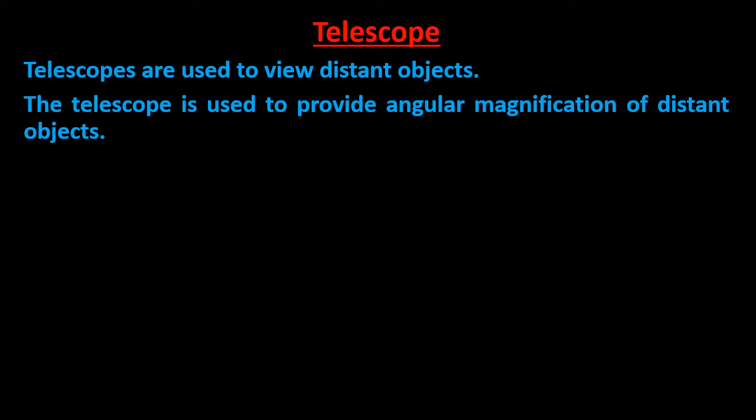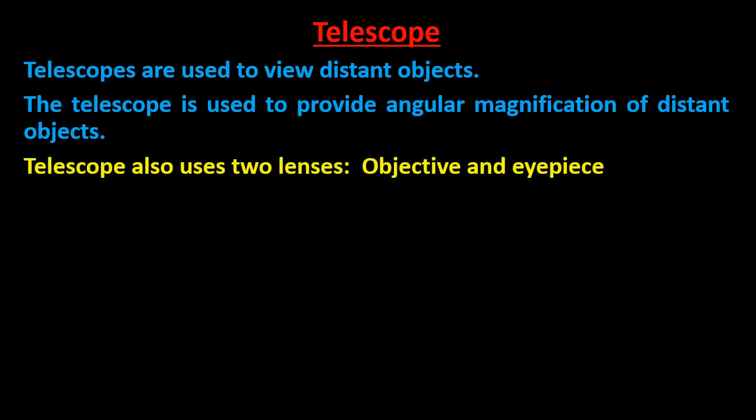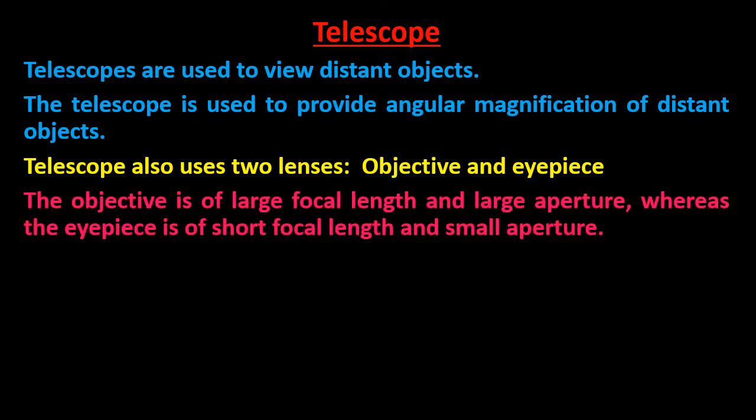In the previous part of the video, we have already discussed the compound microscope, where two different lenses are used, one called the objective and another called the eyepiece. Similarly, in the telescope also, two lenses are used, one called objective and another called eyepiece. But in this case, the objective is of larger focal length and has the larger aperture, whereas the eyepiece is of shorter focal length and has the small aperture.